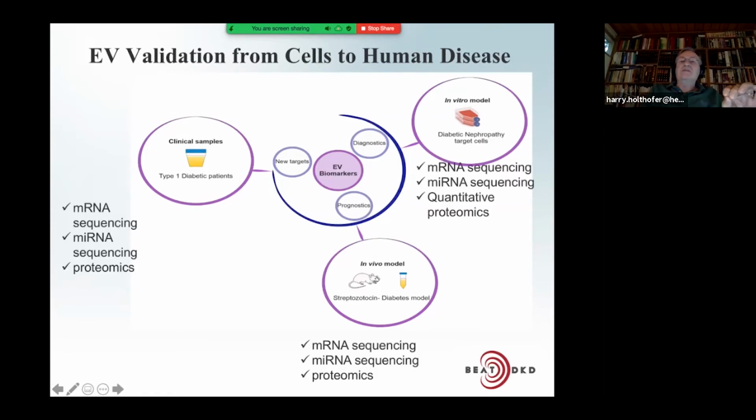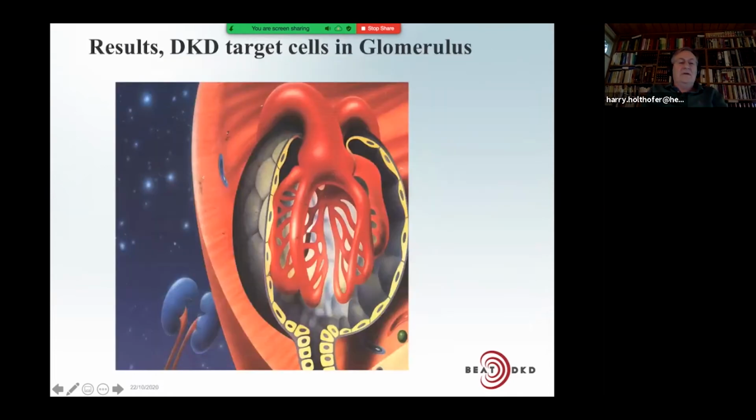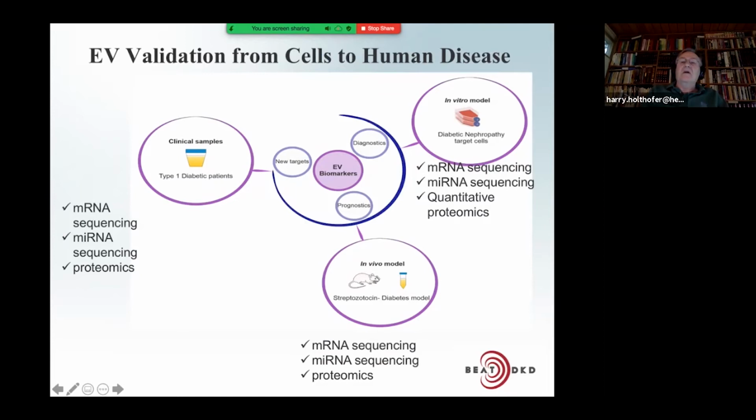What we are doing there is messenger RNA sequencing. We are doing microRNA, and we are doing quantitative proteomics in the same setting. And these are all from the extracellular vesicles in these three different settings.